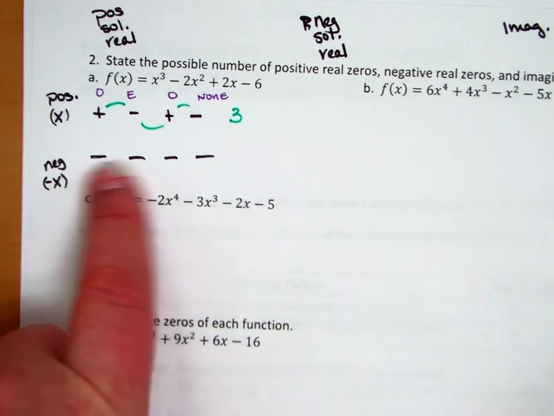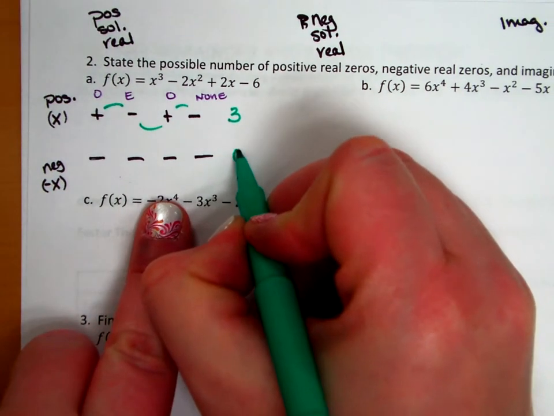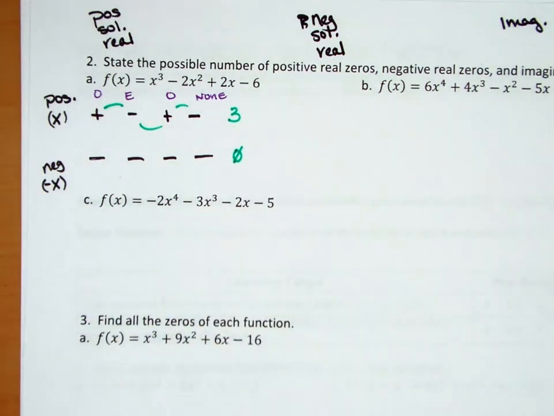Negative, there are no sign changes, so there are no negative solutions, meaning I cannot have a value of x equals 1, or x equals 3, or negative. x equals negative 1, negative 2, negative 7, any negative number would not be a solution.